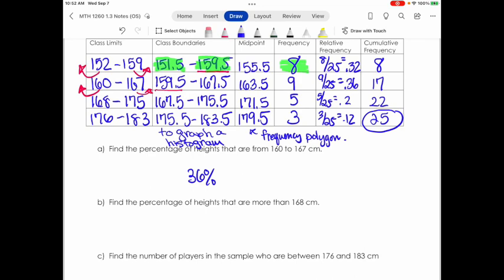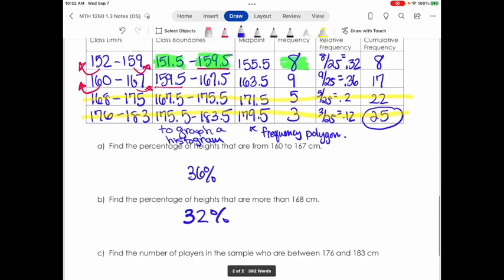So this would be 36%. Now, for part B, it says find the percentage of hikes that are more than 168. So more than 168 would be everything in the last 2 rows. So I would have to add up those percentages. There's 20%, which is 0.2 as a decimal, in the third row, and then 12% in the last row. So that gives me a total of 32%. So 32% of the values are above or at 168.